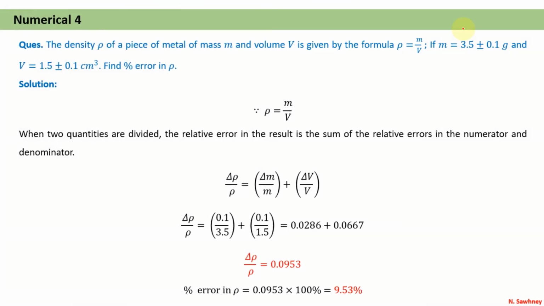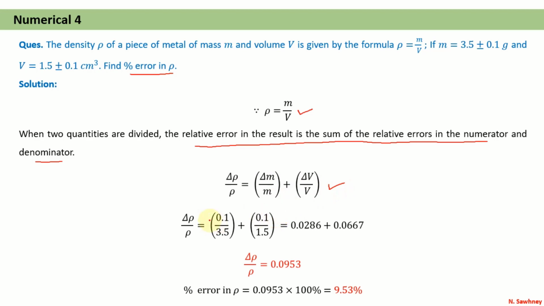Now let us start the next numerical. The density of a piece of metal of mass m and volume v is given by the formula, where mass and volume both are given in the numerical. We have to calculate the percentage error in density. We are aware of the formula, density is equal to mass upon volume, and we are also aware that when quantities are divided, the relative error in the result is the sum of the relative errors in the numerator and denominator. So the relative error will be this.